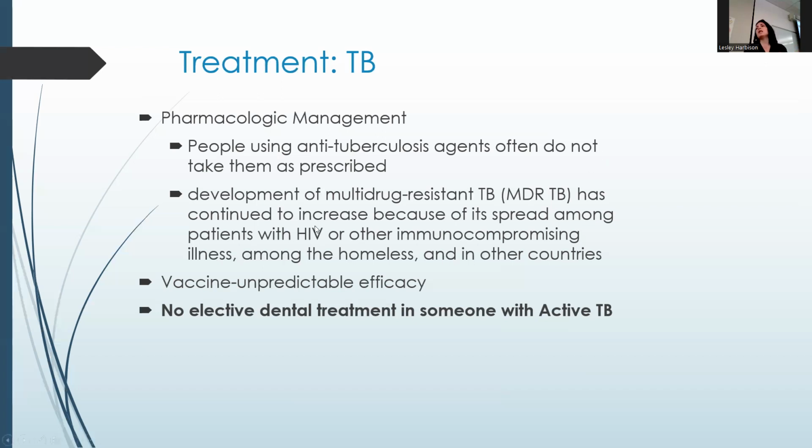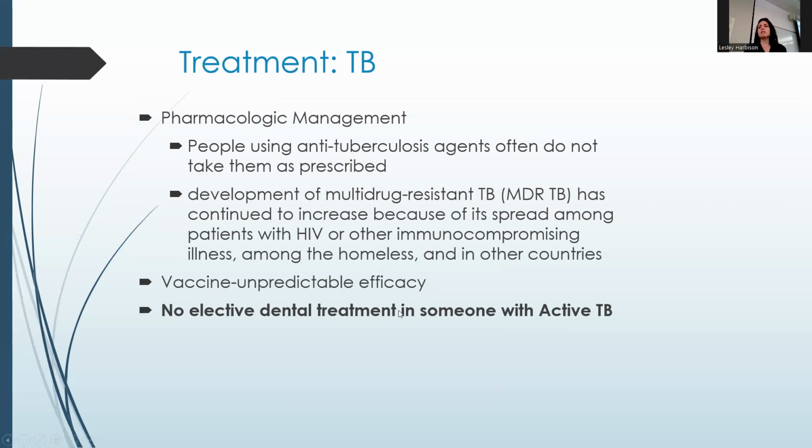So development of multi-drug resistant tuberculosis has continued to increase because of its spread among patients with HIV, immunocompromised patients, among the homeless, or if it's more prevalent in other countries. So it is still around, but a lot of times it's more immunocompromised individuals who will contract it. And so they're more vulnerable to it, but it's just a hard thing to treat because you have to take the medication for so long.